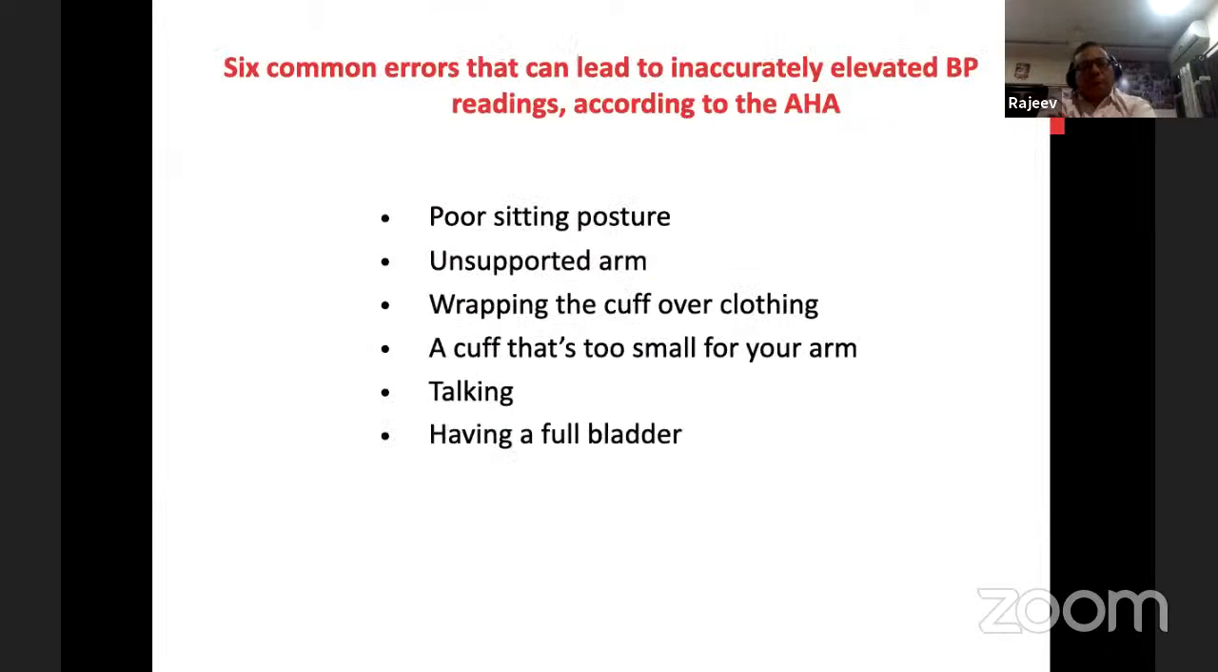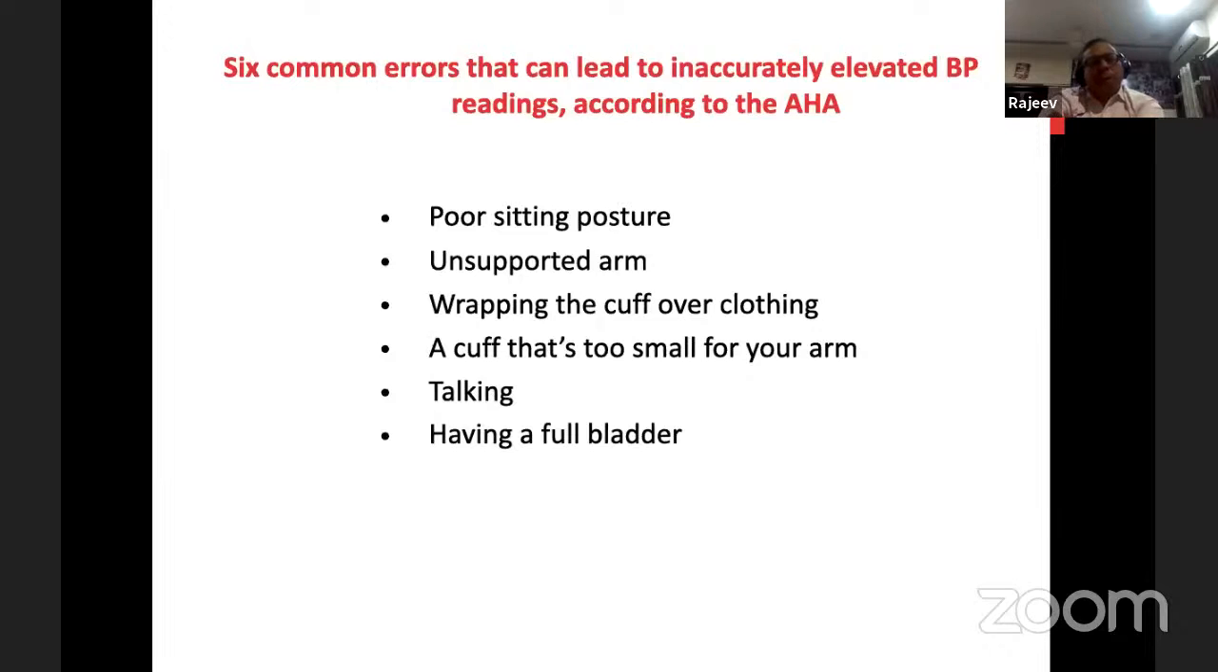So 6 common errors that can lead to inaccurately elevated blood pressure readings, according to the American Heart Association, are poor sitting posture. Stooping forward should be avoided. The person should ideally be sitting upright with back support. So it is preferable if we can buy a stool or chair which has a back support and check the BP on that. Unsupported arm: ideally the arm should be supported or resting on a table.